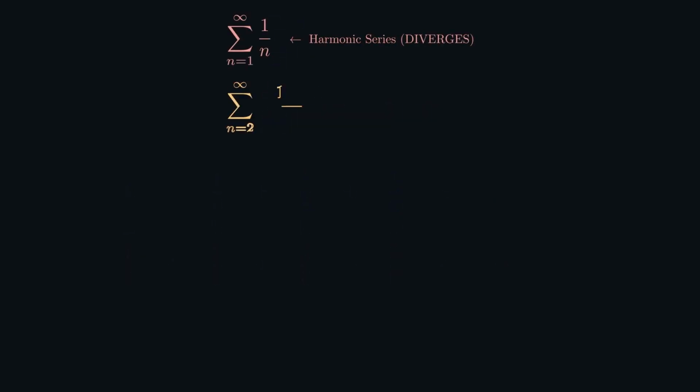Our next example involves two series. Number 1, the one that goes from n equals 1 to infinity of 1 by n. This is the harmonic series, and it diverges. The next is n equals 2 to infinity of 1 over n minus 1. And this will be our test series.